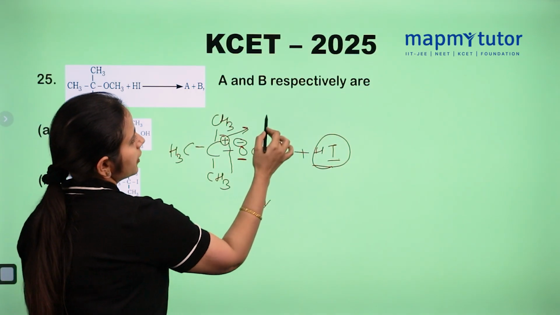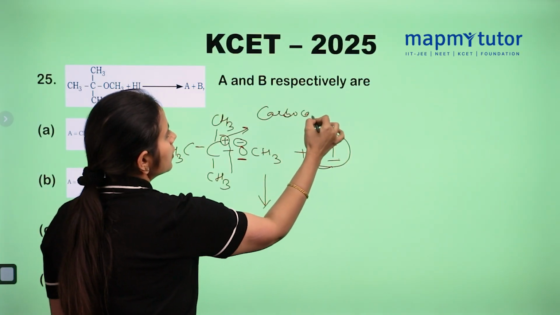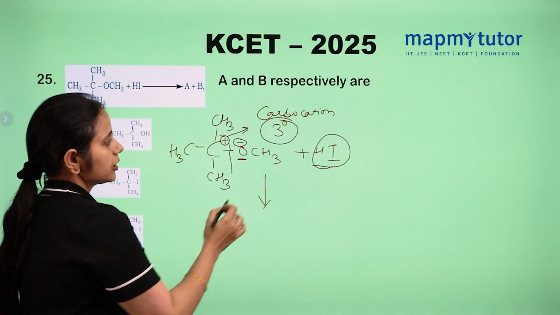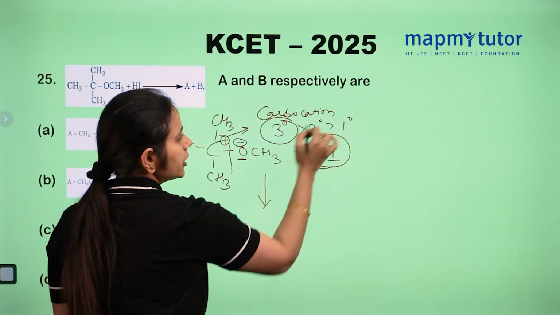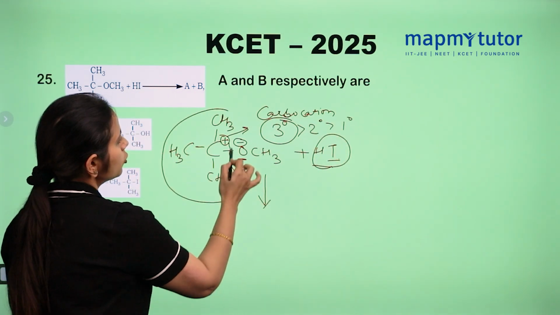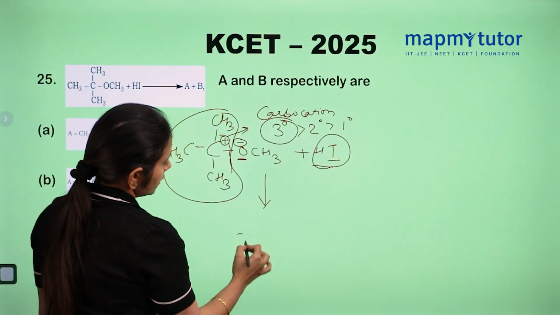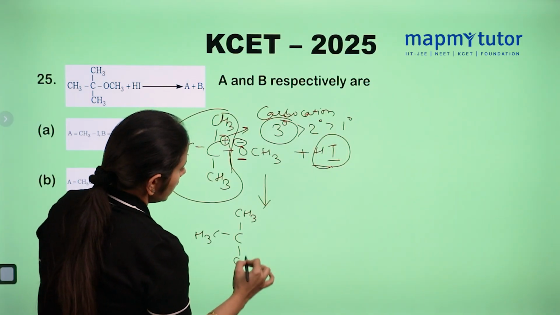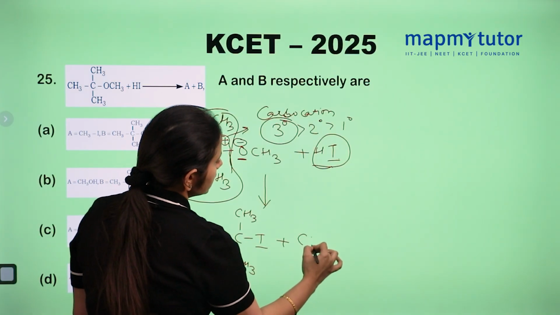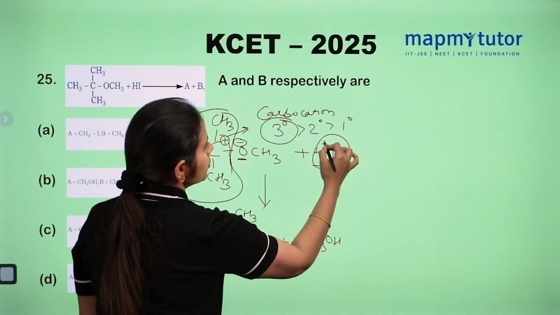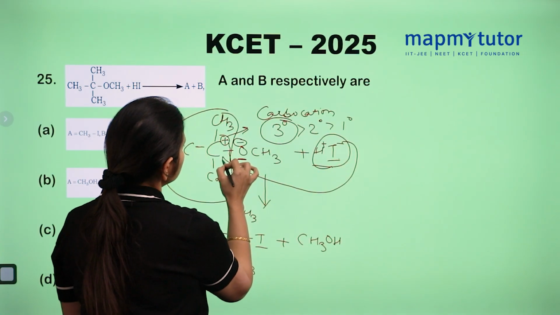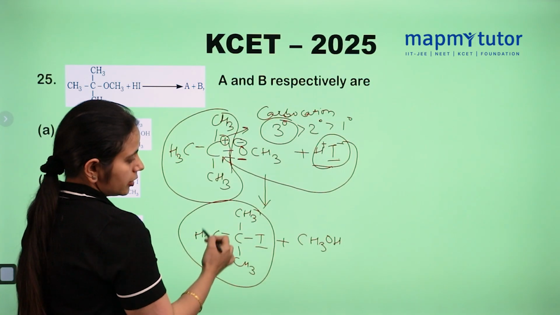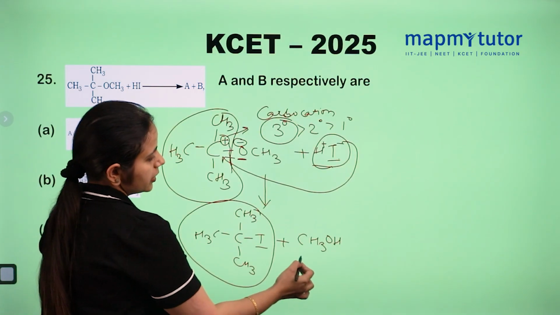And in carbocations, the tertiary carbocation is the most stable. So this is a tertiary carbocation. Tertiary, then secondary, then primary for stability, right? So this tertiary carbocation is most stable. In this case, it will happen like this: C(CH3)3, and then I will come here, and it comes with CH3OH. Because this H is positive and I is negative, the negative part comes and attacks this carbocation and forms this molecule, the tertiary group with iodine, and CH3OH alcohol.